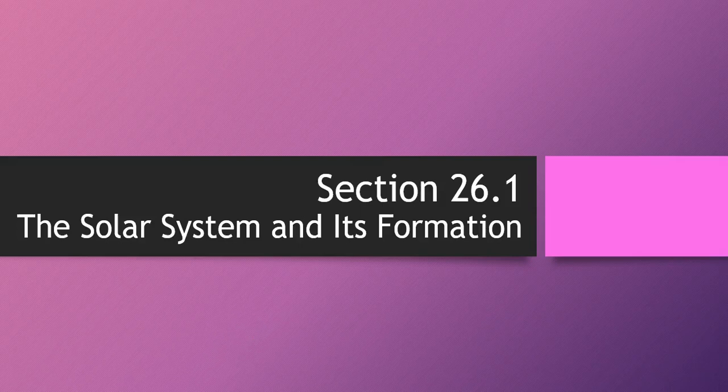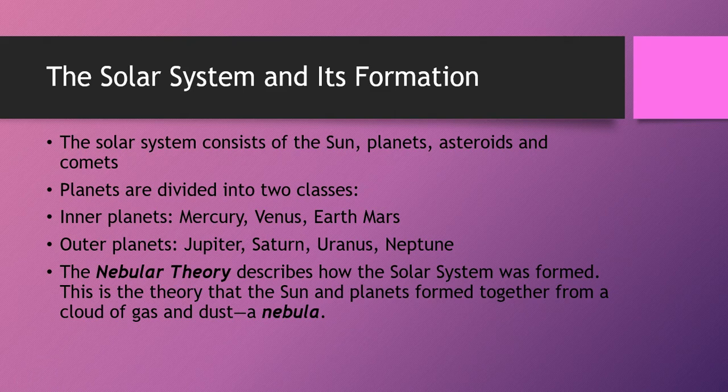Section 26.1, the solar system and its formation. So in this chapter, we're going to talk about the solar system and pretty much everything that it contains, which includes obviously the sun, which is the star, the planets that orbit the sun, and then additional extra leftover stuff, right? So dwarf planets, asteroids, comets, meteors, and so we'll talk about all those things in this chapter.